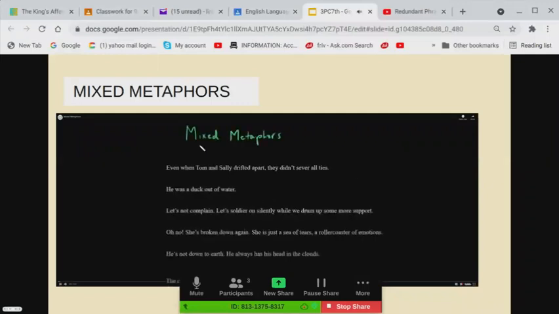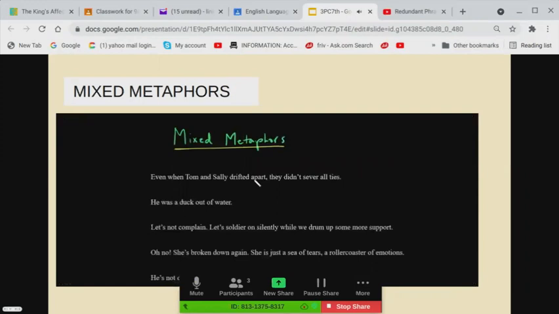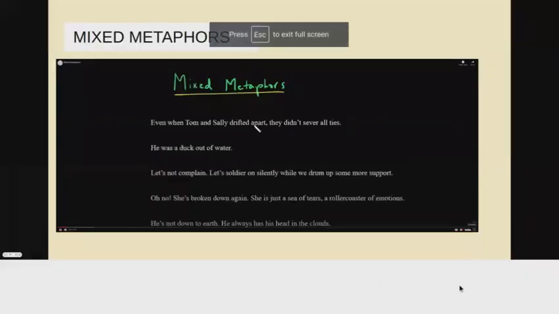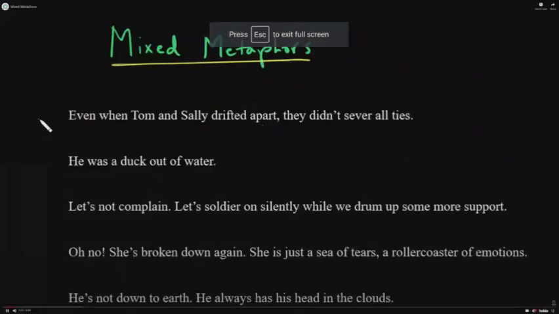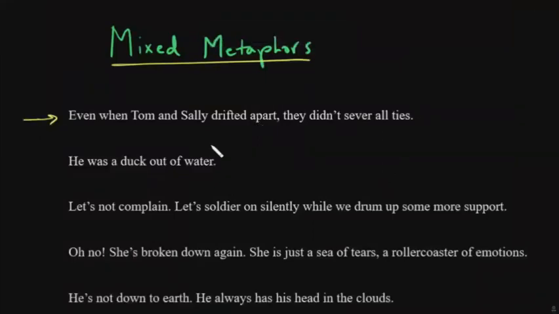A mixed metaphor in writing is usually defined as any sentence or passage that contains two or more metaphors that don't really fit with each other. If you look at the first example here, we see a mixed metaphor. We have Tom and Sally drifting apart, kind of like two ships on the ocean. And then it also says they didn't sever all ties. Severing all ties, you can think of like a rope or something like that, splitting in the middle or tearing apart. You can see then that these metaphors don't quite fit, right?